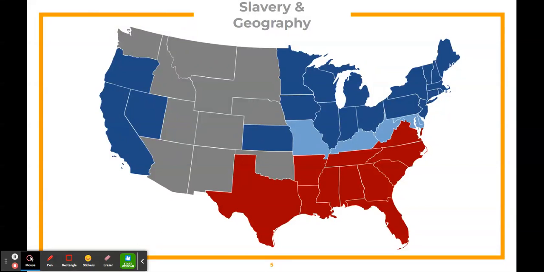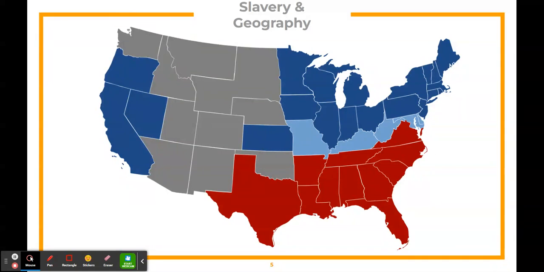So now we're going to look at the geography of both sides. The North, this is the dark blue. They have the North. They have a Western territory, including California and areas of Oregon and Nevada. The border states are in light blue. They're the most important to know. These are Missouri, Kentucky, West Virginia, Maryland, and Delaware.